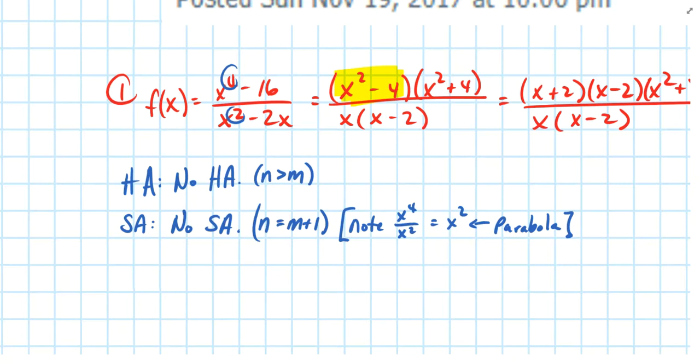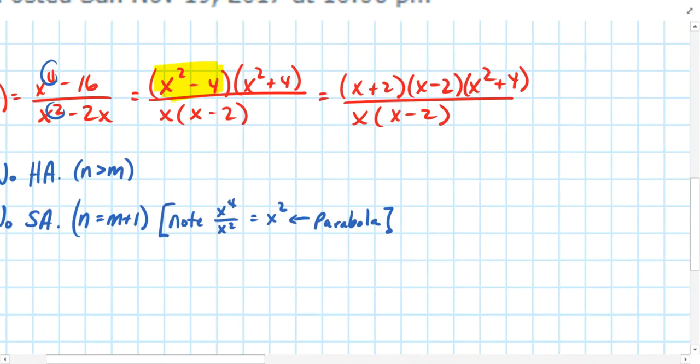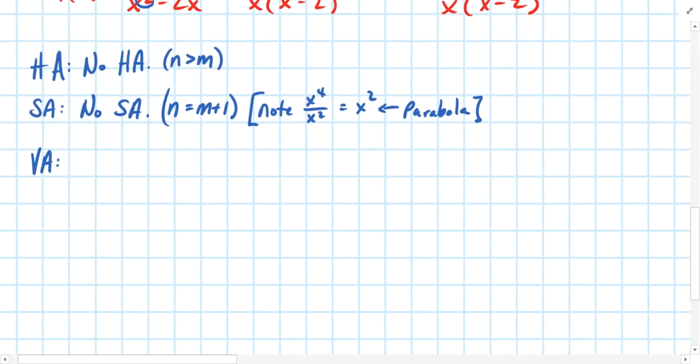What about vertical asymptotes? As far as the vertical asymptotes go, we want to look at our simplified or factored example. So after the x minus 2's are factored out, we're left with x plus 2 times x squared plus 4 over x. So the only value that makes this fraction undefined is when x itself is equal to 0, so therefore our vertical asymptote occurs when x is equal to 0.